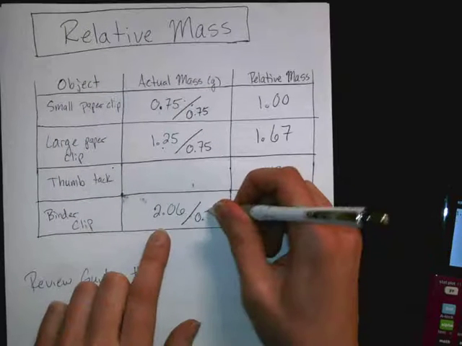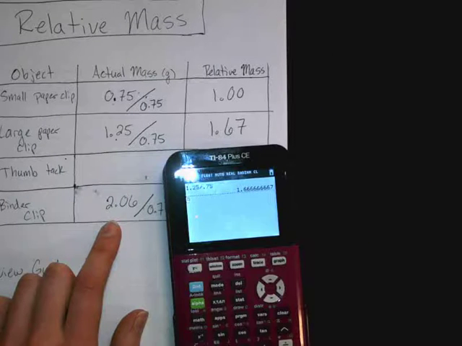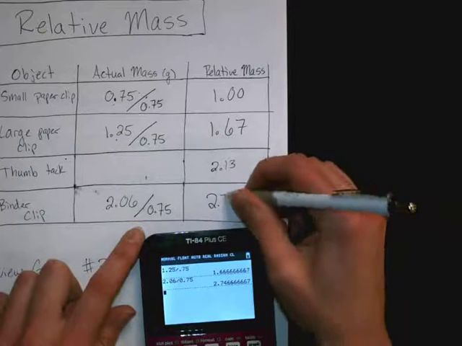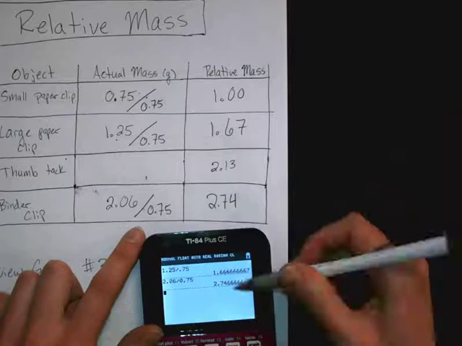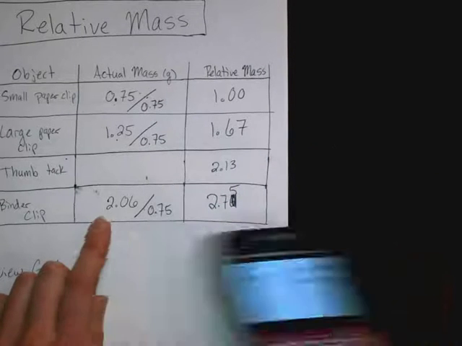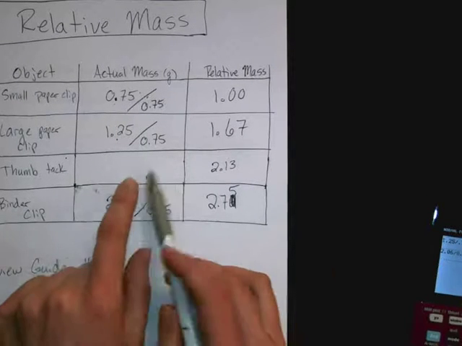Same down here, I divide by my 0.75 because it's the smallest one. I take my 2.06 divided by 0.75. I get a relative mass of 2.746, technically I can round that up to 2.75. That's how I get my relative masses, dividing by the smallest.